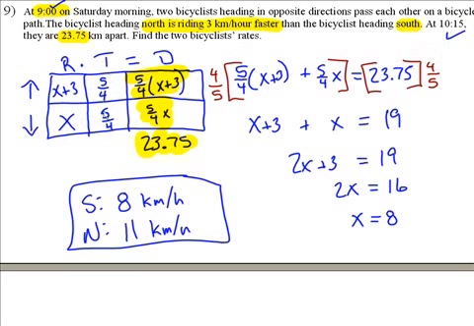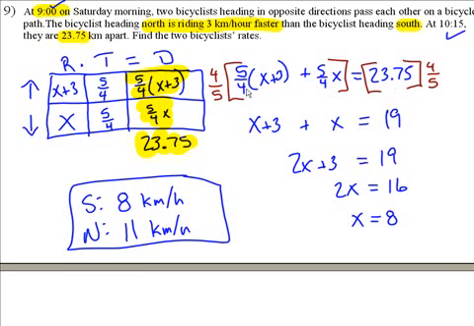Therefore, x times 5/4 is 5/4 x, and x plus 3 times 5/4 is 5/4 times the quantity x plus 3. Right here in the table, we have a total distance of 23.75. The only way to get that is to add the two parts that give us that total. So we've got the northbound cyclist distance plus the southbound cyclist distance equals the total distance.